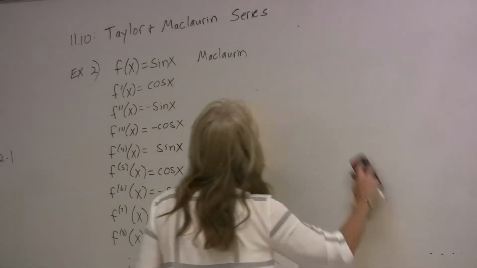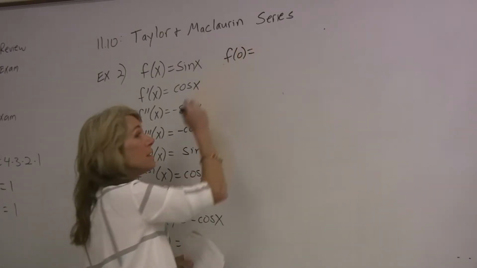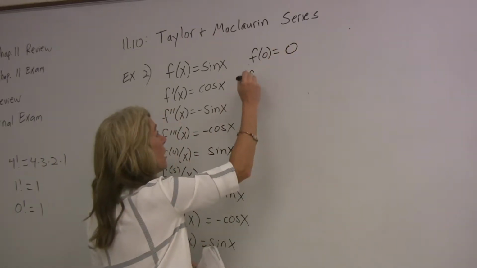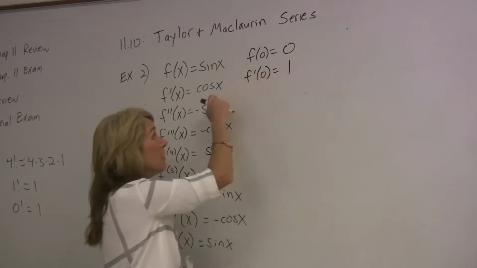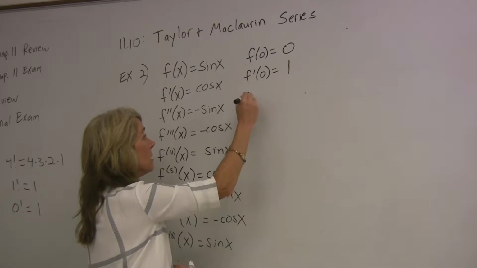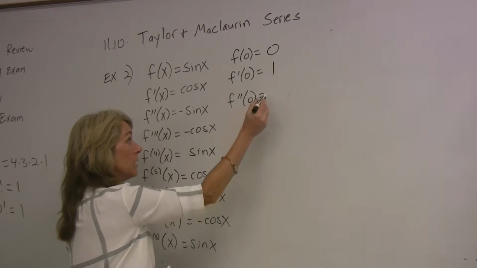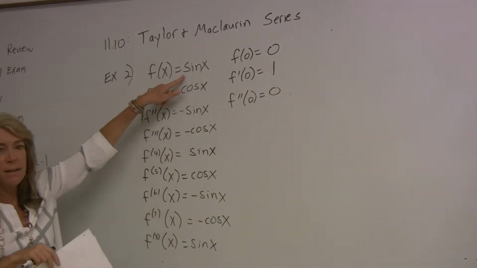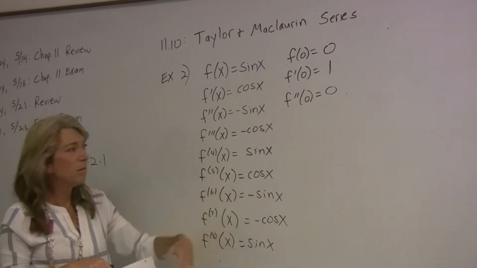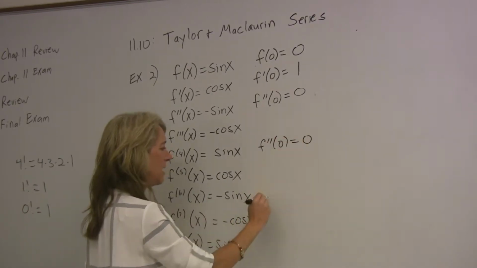Oh, no, lose my word Maclaurin here. What's f of 0? Sine of 0? 0. What's f prime of 0? 1, because cosine of 0 equals 1. What's f double prime of 0? 0. You guys see that because sine of 0 equals 0, every other one is going to equal 0? You see that? I'm going to put all those in there right now, save myself some time. Everything that has a sine in it is going to be 0.